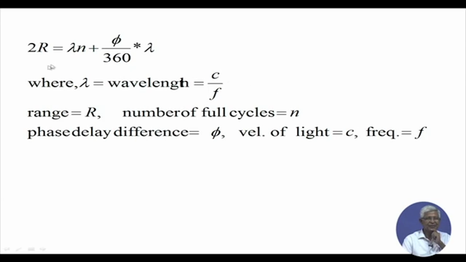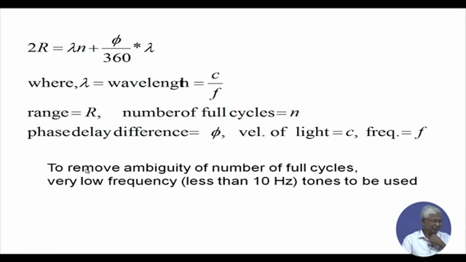You see in this equation, the unknown thing is this n. You do not know how many cycles it has passed. The fraction you can measure, but the unknown thing you cannot measure, which is n. That is the ambiguity. To remove this ambiguity of the number of full cycles it has passed, we can send a signal with such a large wavelength, such a low tone, very low frequency, so that one wavelength itself will be more than 2 times the range delay.